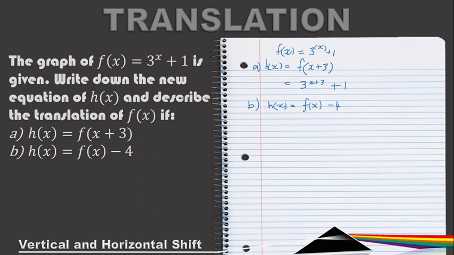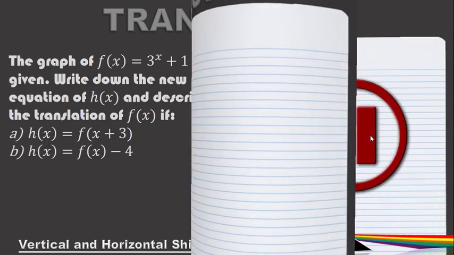So here we have our f of x. f of x is this whole thing here, so we can just plug it in there. So in place of f of x we have 3 to the power of x plus 1, minus 4, and then we just simplify that. We get 3 to the power of x minus 3.